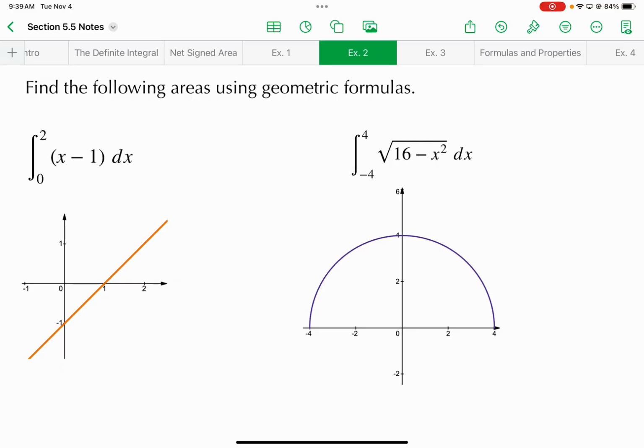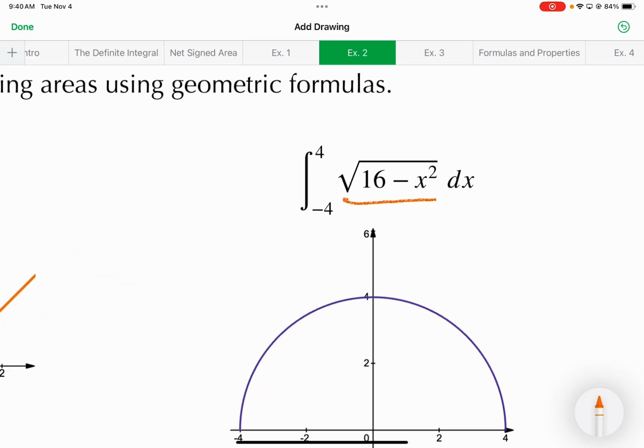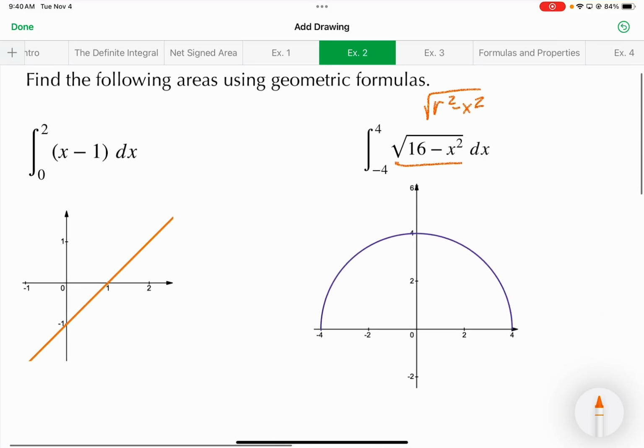You guys know how to sketch linear functions, though. This one right here, the circle. Do you guys remember that square root is a semicircle? Good thing to know. So the square root of r squared minus x squared just represents a semicircle. So, all right, let's do the first one.